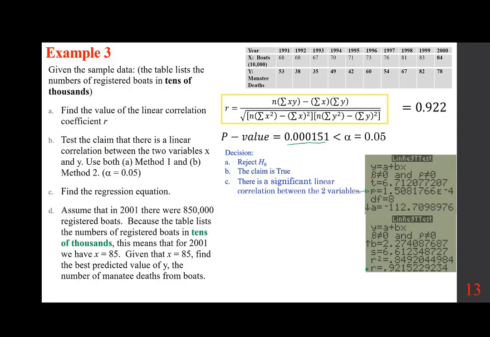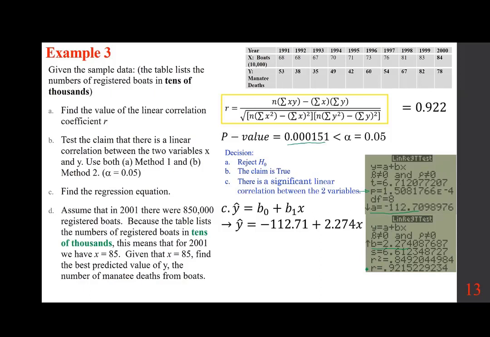Again, using technology, we can easily come up with the answer. Now, so we have that. What about the regression equation? Take a look. A and B are given. Okay, just plug in. A plus bx. So y hat is negative 112.71 plus 2.274 x. We're using the technology.